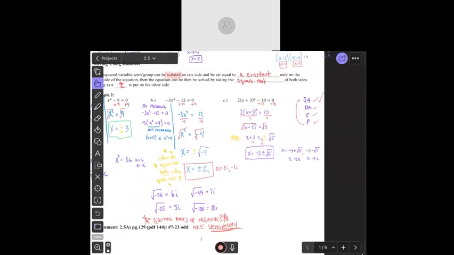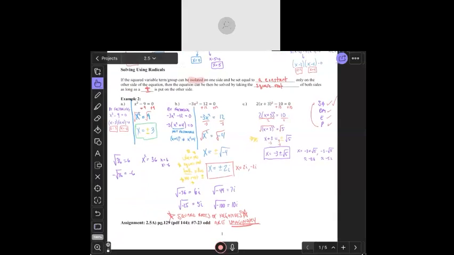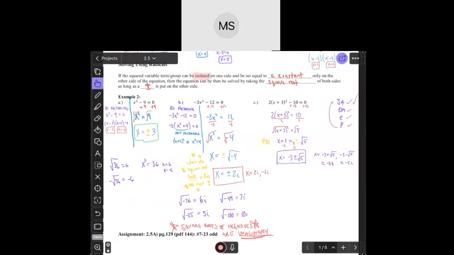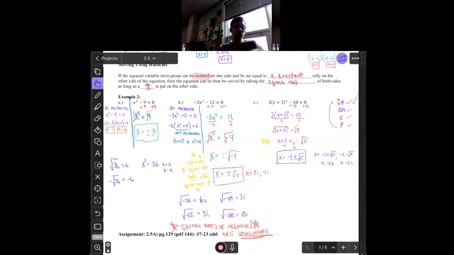Any questions about using square roots to solve? Mr. Baker, yep. How do you know if you need to do square roots or if you don't? Most likely, like on the homework, it'll tell you. Most likely on the test, I'll tell you. I very well could just say, here's a problem, solve it, and then leave that up to you.